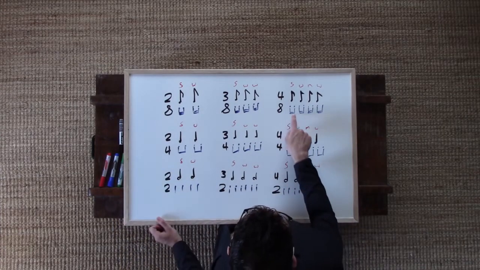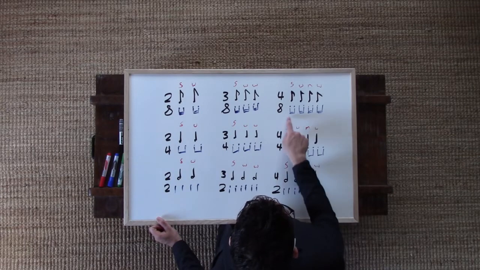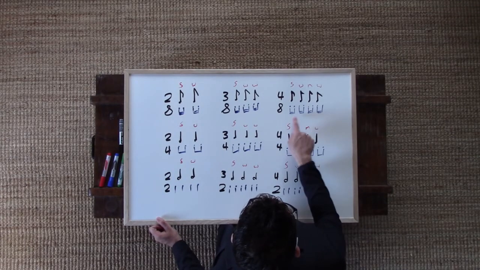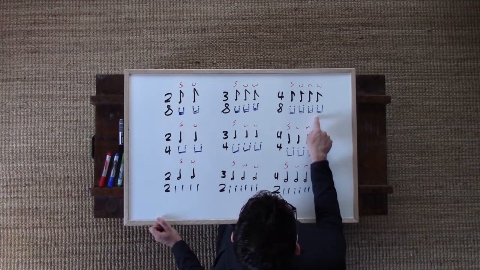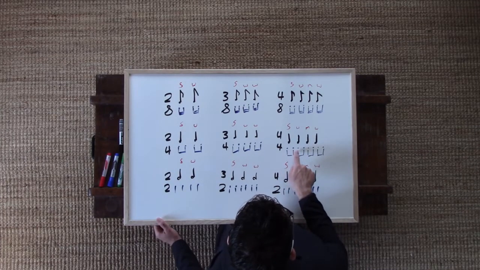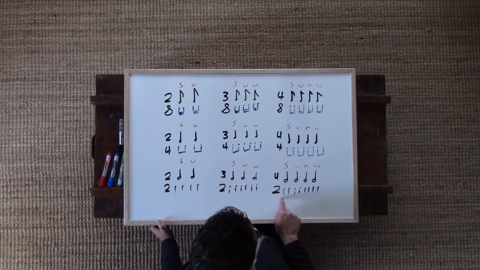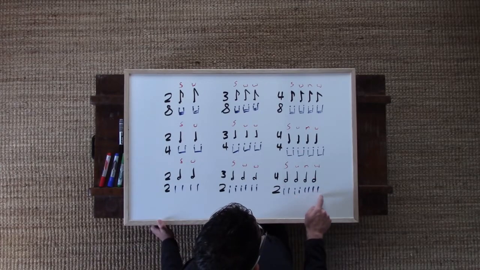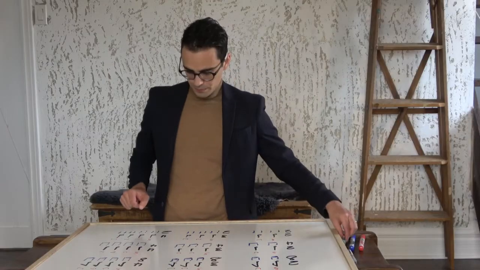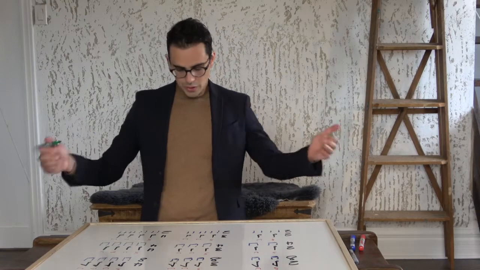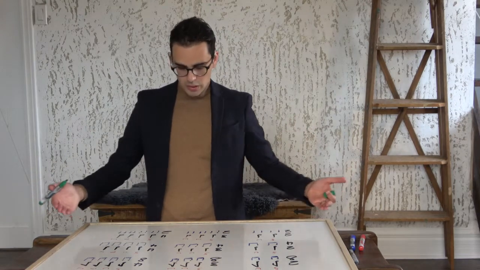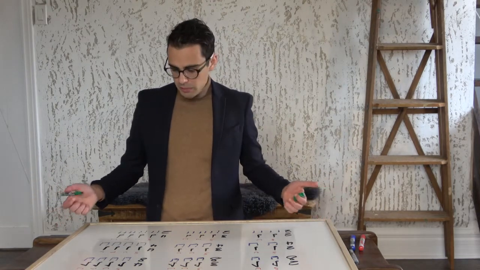So this would be 1 and 2 and 3 and 4 and 1 and 2 and 3 and 4 and, strong, weak, medium, weak. Same thing, 1 and 2 and 3 and 4 and 1 and 2 and 3 and 4 and, strong, weak, medium, weak. 1 and 2 and 3 and 4 and 1 and 2 and 3 and 4 and. Okay. So there is all the groupings and kind of a closer look at the meters we're using.